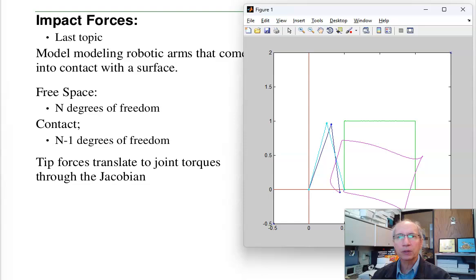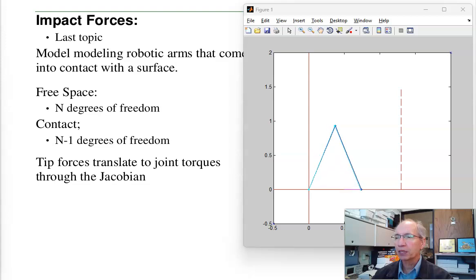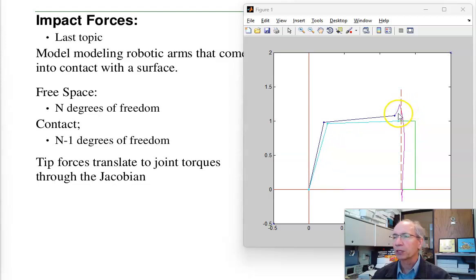And what we'll try to do is simulate what happens when a robot arm hits a surface. For example, here, I've got a robot arm trying to follow the green one. It hit the wall, the dotted line, that imparted an impact force, along with the force on the wall. When I come off the wall, forces, of course, go to 0. I'm in free space. So we'll look at how you model impact forces as well as forces when you're in contact with the surface.